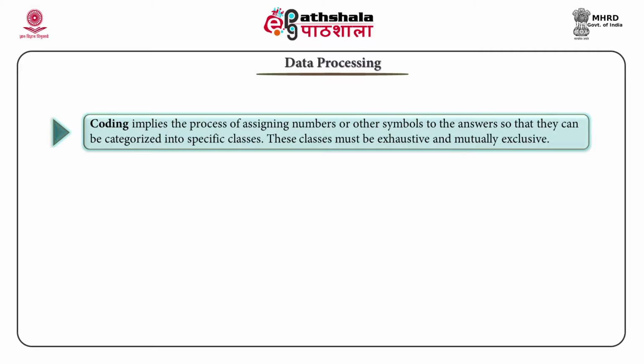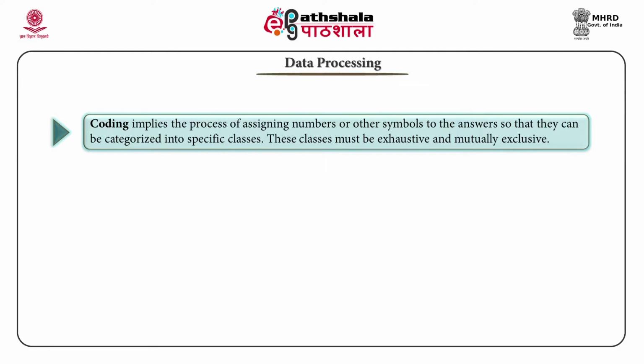Coding, the next part in processing of data, implies the process of assigning numbers or other symbols to the answers so that they can be categorized into specific classes. These classes must be exhaustive and mutually exclusive.